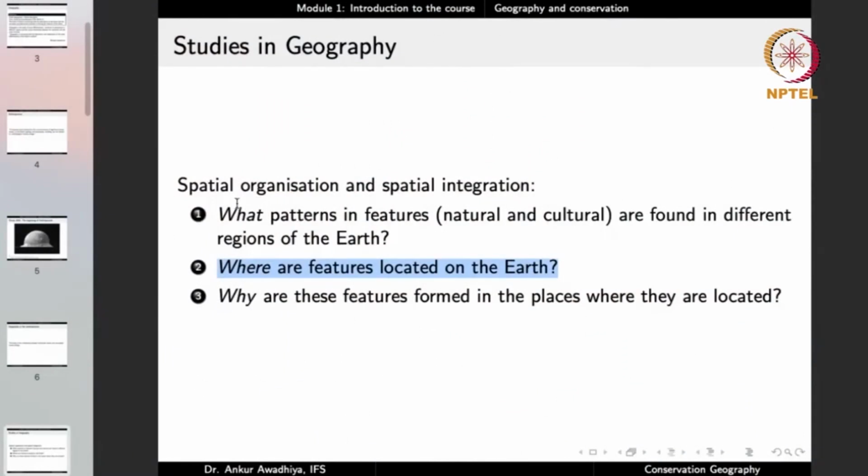Now, if you only look at these patterns, then the next question is, okay, we have Himalayas, which are mountains. What are the other locations on earth where you have such mountains? Or if you look at plains, the next question will be, where are the other locations where we have plains on this planet? So the first thing was, what patterns are found in different regions, and once you have found out a pattern, where are features located on the earth? What are the other locations where you find such similar features? And once you have found out both of these, the next question is why? Why are these features formed in the places where they are located?